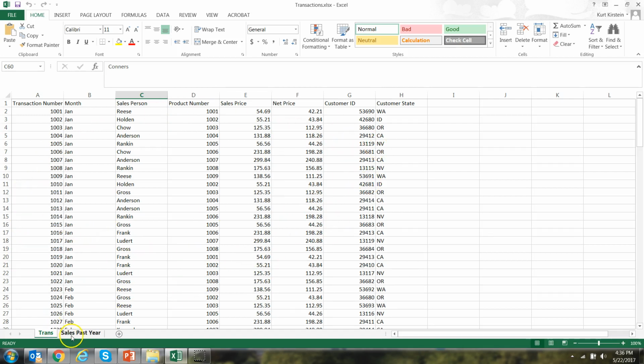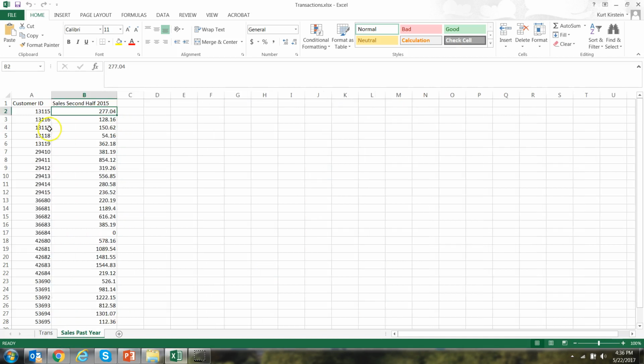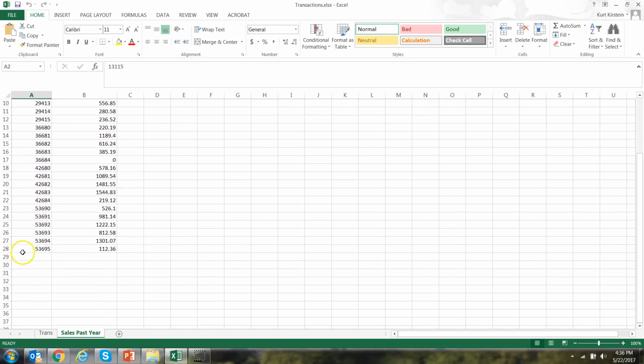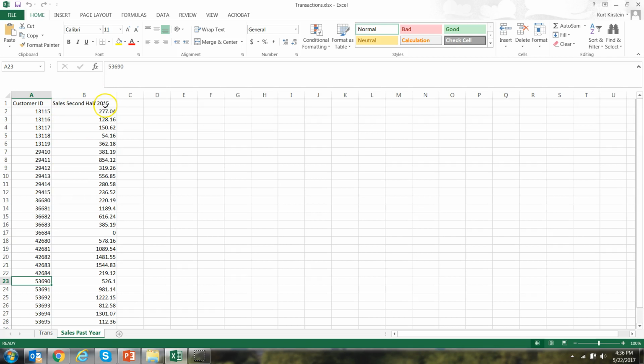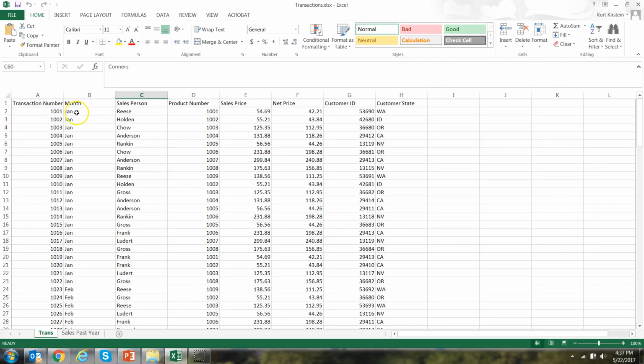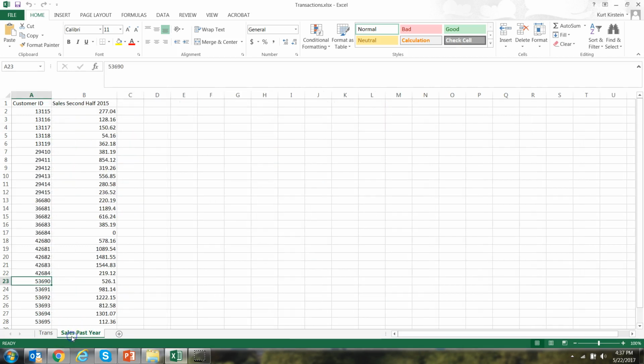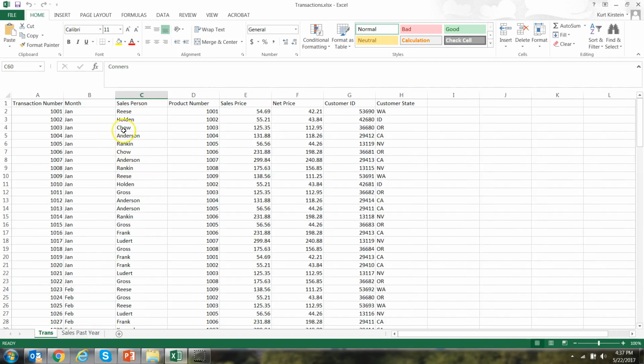There's a second data set, and that is sales past year. What I did is I went through the customer IDs, and these are all of the customers that show up in the first file, all the way down to the one we were looking at earlier, 53690. You get to see what they spent for the second half of 2015. The second half of 2015 is the 6 months prior to the transaction file that I gave you. This transaction file is supposed to be for the first half of 2016, so that's January through June 2016. You get to see what they spent in the 6 months prior, and now what they have spent in the most recent 6 months.